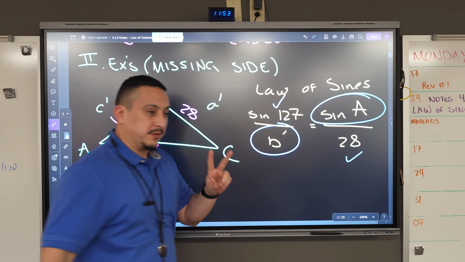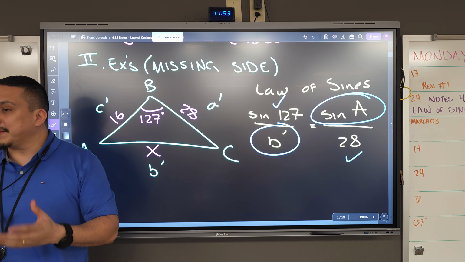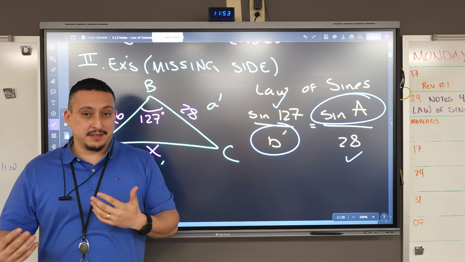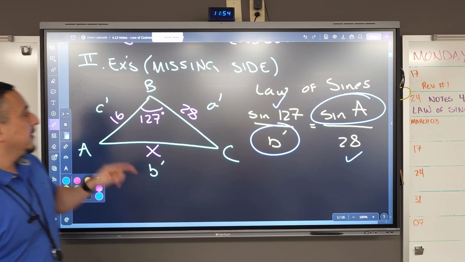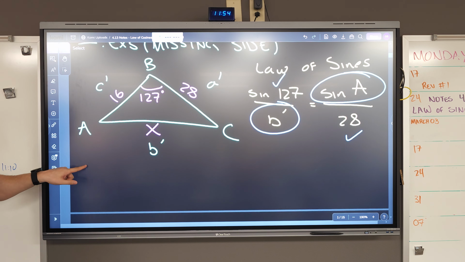Okay, so that's the big deal. When you set this up, you have more than one unknown. Does that make sense, guys? Because that's how you're going to pick. If it doesn't work like this, that is where the law of cosines comes in.